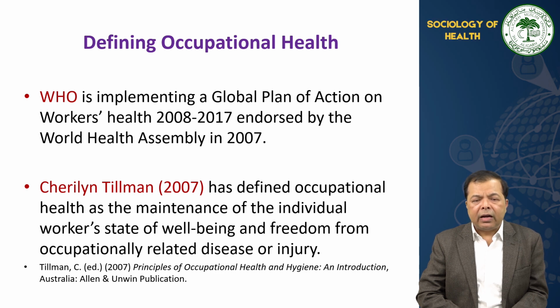Occupational health is defined as maintenance of the individual worker's state of well being. So no matter how that well-being is maintained, that well-being needs to be maintained, and for that the right kind of environment should be there. And freedom from occupationally related disease or injury, and there should not be any occupation related injury or disease. So if these two conditions are met, then we can say that this is a good occupational health condition prevailing over there.